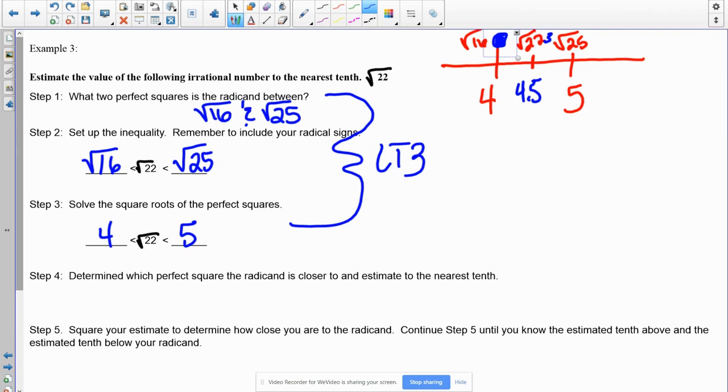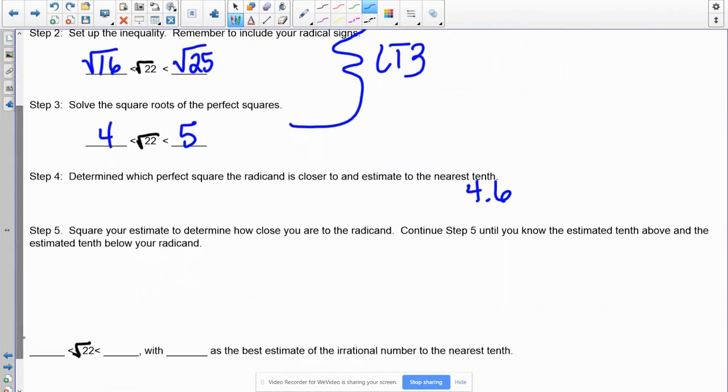Let's go 4.6. Again, if you picked 4.7, fine. If you picked 4.8, that's fine. As long as it's between 4 and 5, you know that's the two whole numbers it's between, you get to decide what you want as your estimate. I like to try to predict as close as I can because that means it's less multiplication I have to do to prove it. So I'm going to check my math.